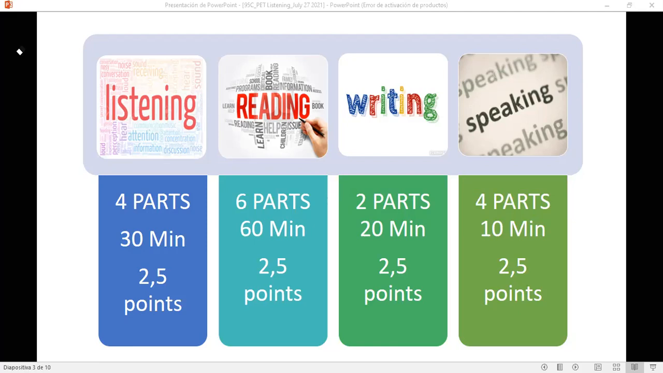Okay, guys. Until this point, do you have any question about this proficiency test? ¿Tienen alguna duda sobre este examen de suficiencia? Any doubt, maybe? ¿Dudas o preguntas?